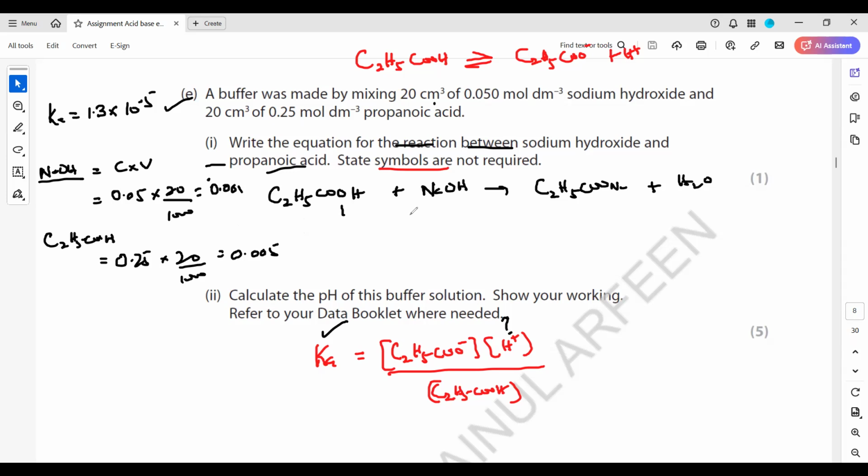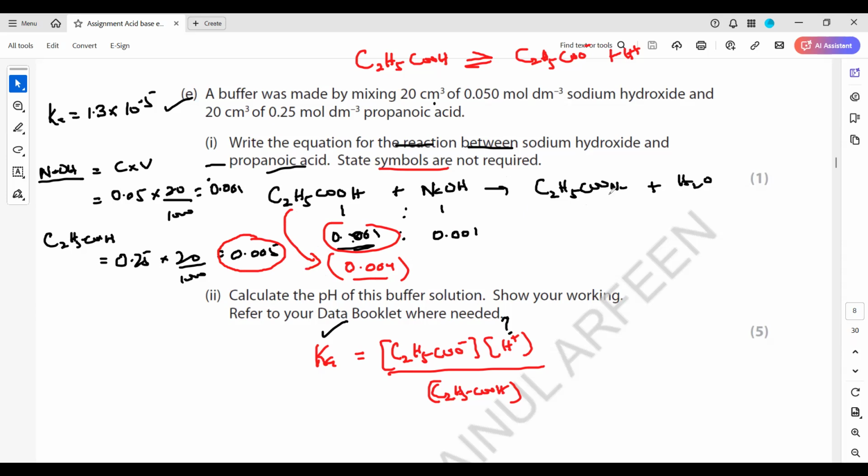And the ratio between them is 1:1. 1 mole will react with 1 mole. So sodium hydroxide is a limiting reagent. If 0.001, how many moles will be there? How many moles will be reacted? So 0.001 will react. But then how many are left? Because these are the total moles and these are the reacted moles. So how many moles are left? 0.005 minus 0.001. So we are left with 0.004. So 0.004 moles are the one which is left.